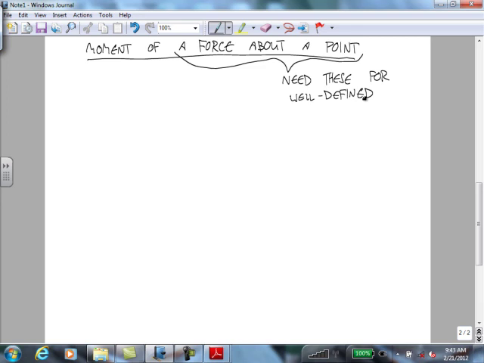Okay, so say that you have an object like this, and you define your about point. It doesn't have to be a fixed point or anything, but you just have to define what that point is. So say that you're interested in calculating the moment about this point A, and you want to calculate the moment produced by this force. We'll call this F. Okay?